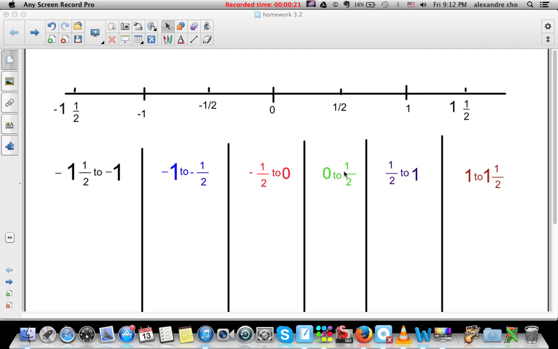Quite a lot of fractions, and we're going to decide in which interval, whether they are between -1.5 to -1, -1 to -1/2, -1/2 to 0, or 0 to a half, and 1/2 to 1, and then 1 to 1.5. Okay, so let's start with the first one, 1/5.